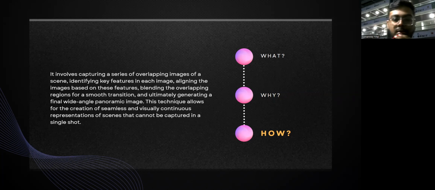First we'll learn about the theory of how this process is actually done. The process of panoramic stitching involves capturing a series of overlapping images, right? Then we'll identify the key points in all these images, and after identifying the key points, we'll align the images based on the key points we have extracted, and after that we'll stitch all these images together, and we'll finally blend it so that we get a wide image or a panoramic view.